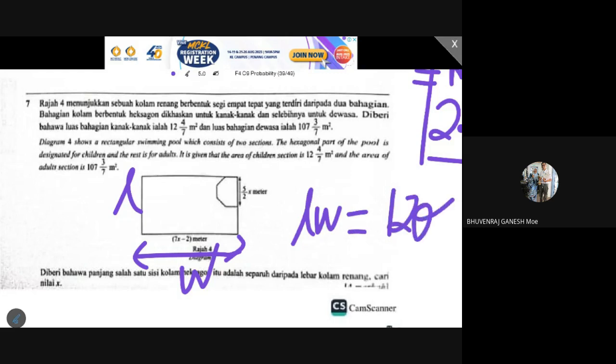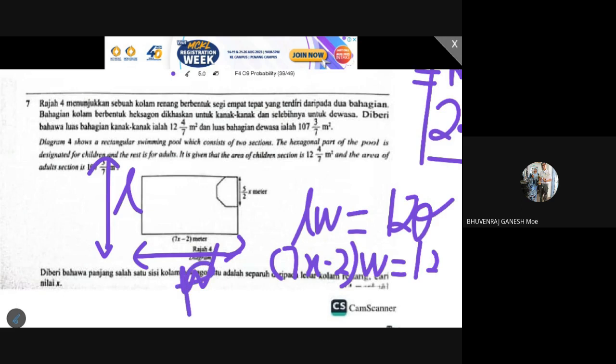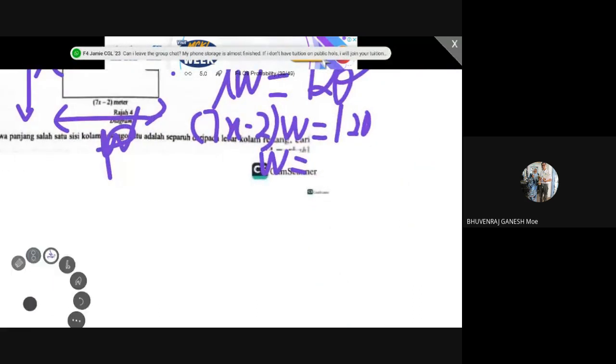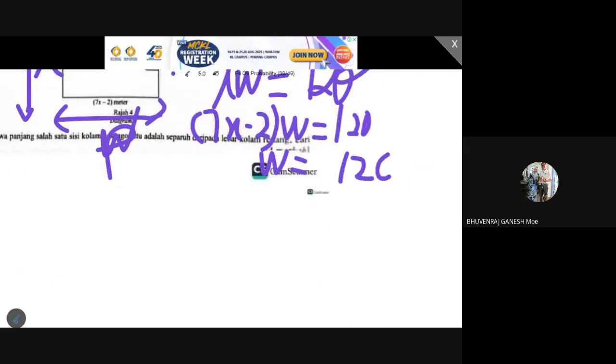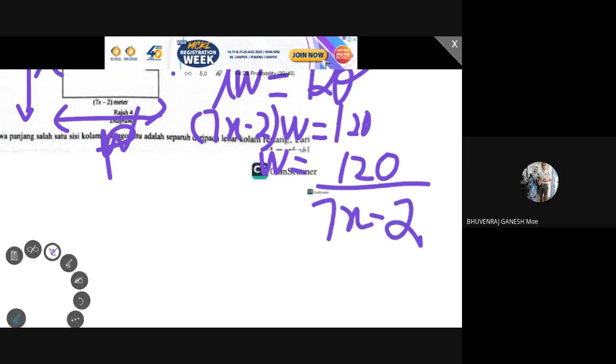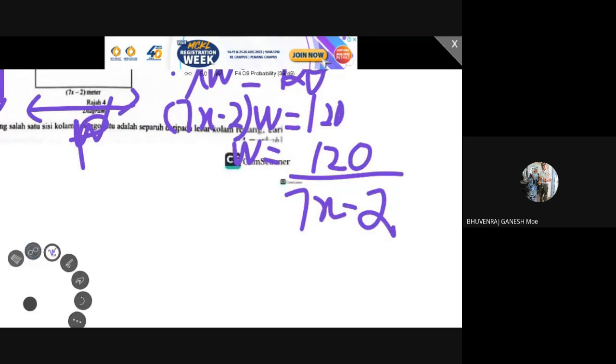Okay. So now you have the 7x minus 2. Kamu boleh anggap ni sebagai panjang kamu pun tak apa. You can assume this as your length. Okay. Times width. We don't know the width. Kita tak tahu yang ni. Okay, this is panjang actually. Equals 120. So you can express, kamu boleh ungkapkan lebar dia dalam sebutan x. You express the width in terms of x. 120 over 7x minus 2. Ini adalah persamaan pertama kamu. First equation over here.